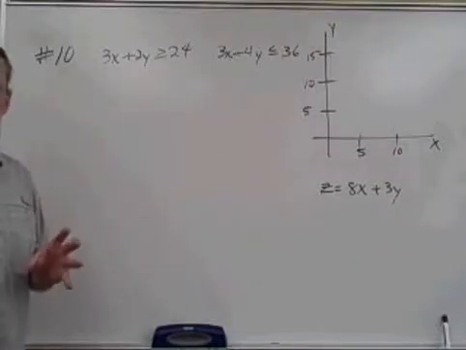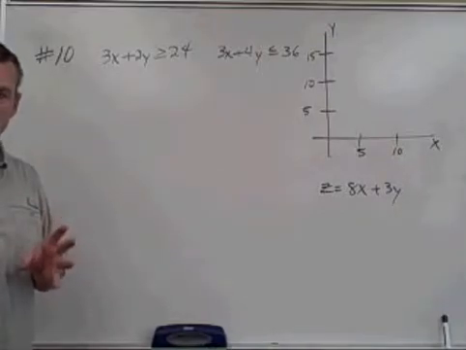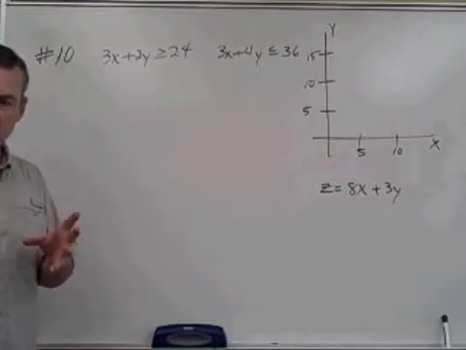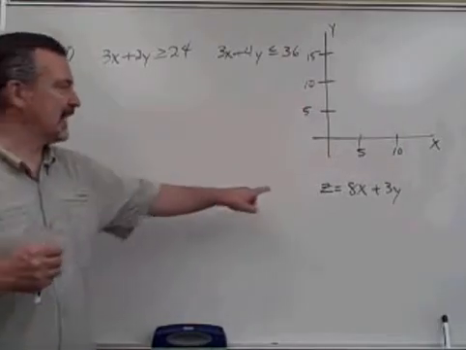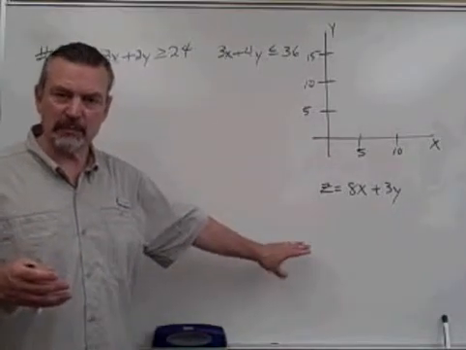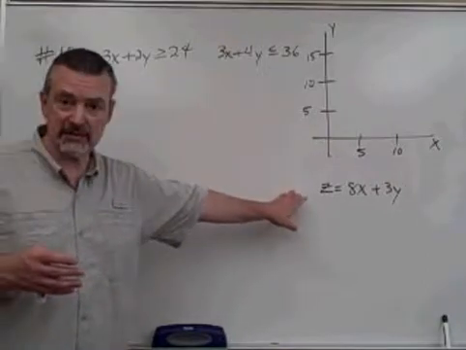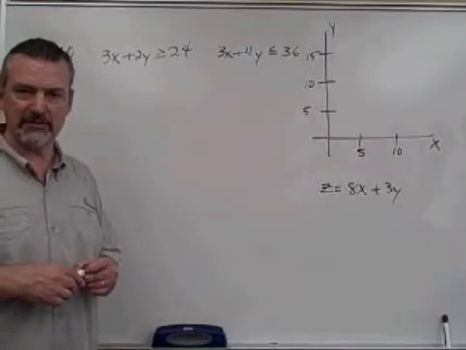Problem 10 is another example of graphing a system of linear inequalities in two variables, determining the feasible region, finding the corner points of that feasible region, and then evaluating some objective function at those corner point values to find which corner point maximizes the objective function and which corner point minimizes the objective function.